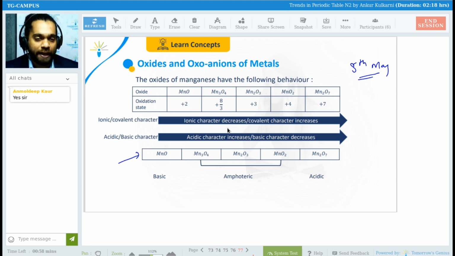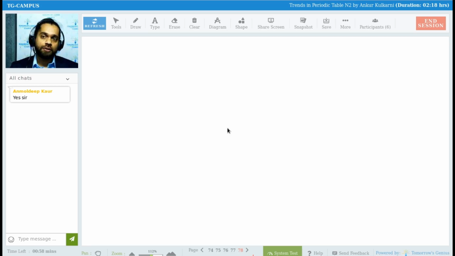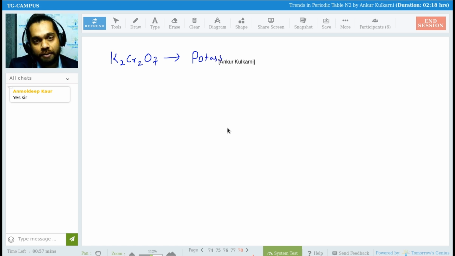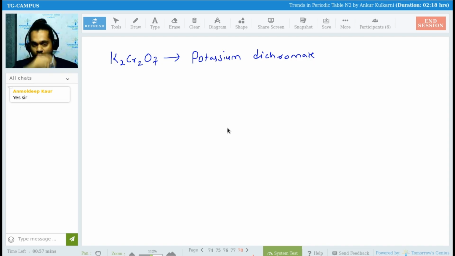Let us go ahead with the oxoanions and our oxides. First, what are we going to learn? We are going to talk about an oxide of chromium. Which compound is this? Correct. It is nothing but potassium dichromate.